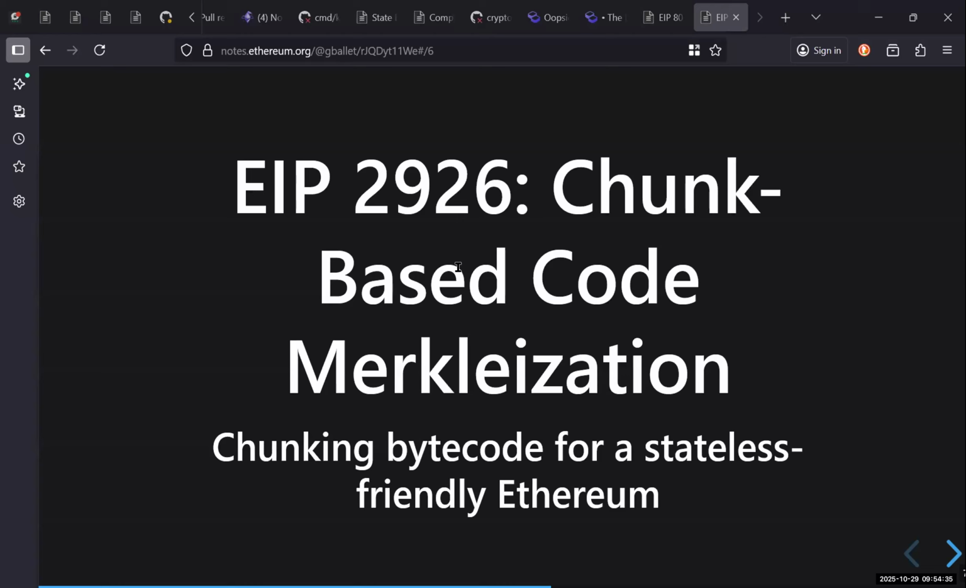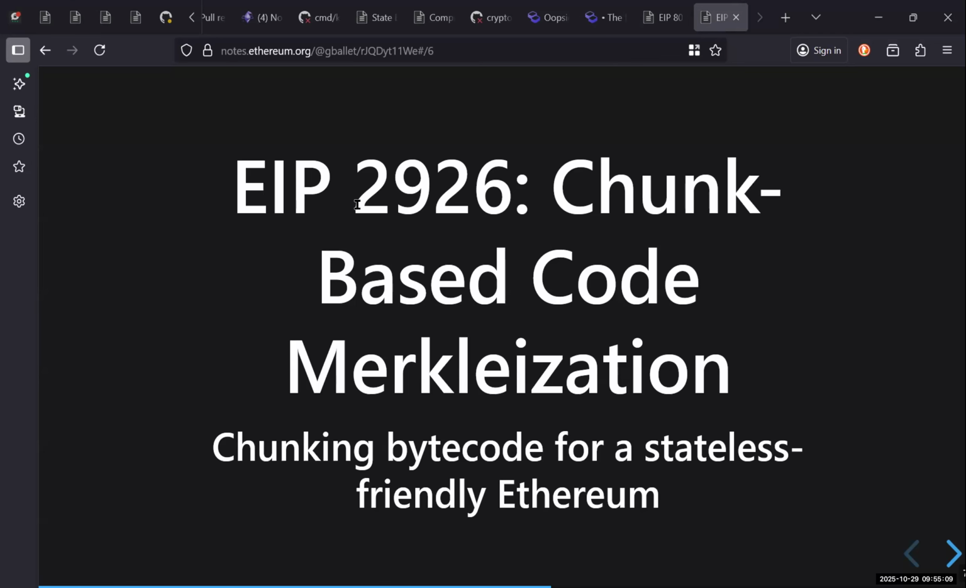So there's this old EIP 2926 that was revived. It's about chunk-based code Merkleization, and the idea is that the Verkle tree EIP had many advantages, but one of them was that it would introduce code chunking, and we realized in Berlin that we could actually do that in the MPT and already address some of the problems.